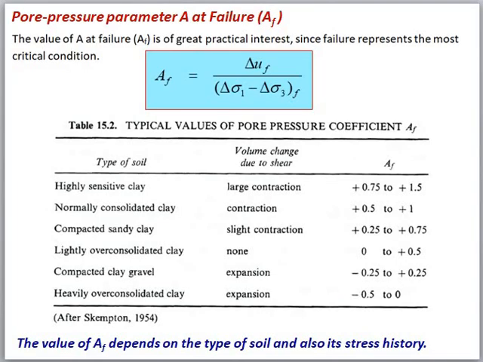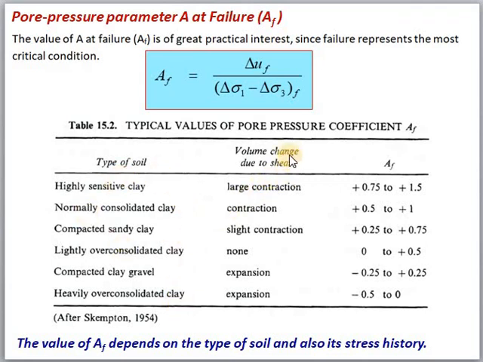So now what is the pressure parameter A_f? You know, it is correlated to the deviator stress. So A_f is the value at failure. So it is of great importance, that is, in the field we need the value corresponding to the failure. So A_f is given as delta U_f by delta sigma 1 minus delta sigma 3 at failure. And this value of A_f depends on the type of the soil as well as the stress history of the soil. So some typical values for A_f are given for various types of soils, mostly clay soils.